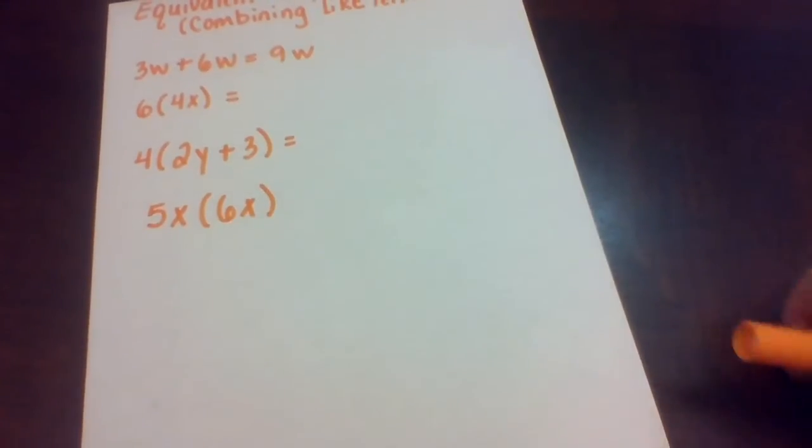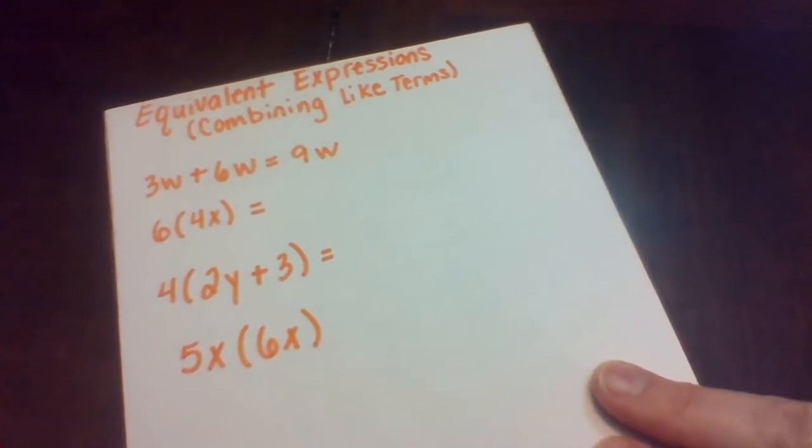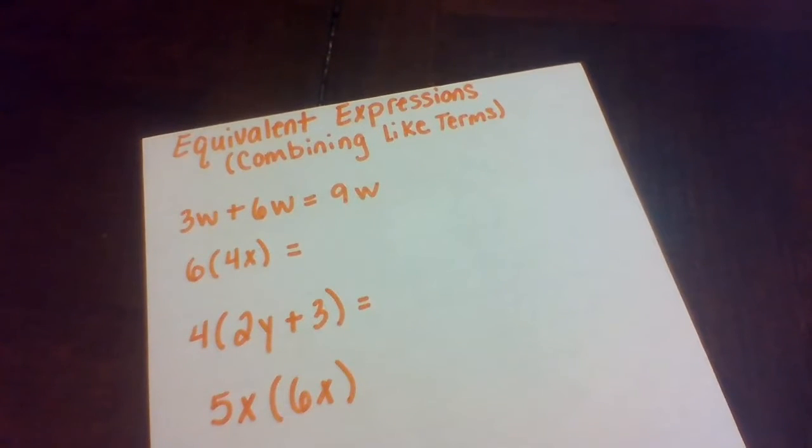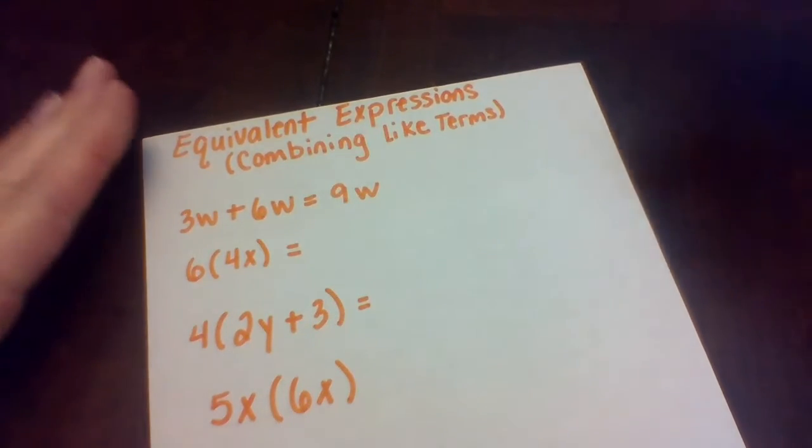Okay, so when you're combining like terms, as long as you have the same variable, you can go ahead and add, multiply, subtract things that are alike. So you can see that I've already added together 3W plus 6W to get 9W. This is what I like to say, comparing with candy. I love M&Ms. So if I have 3 M&Ms and 6 M&Ms, I can add them together to get 9 M&Ms.